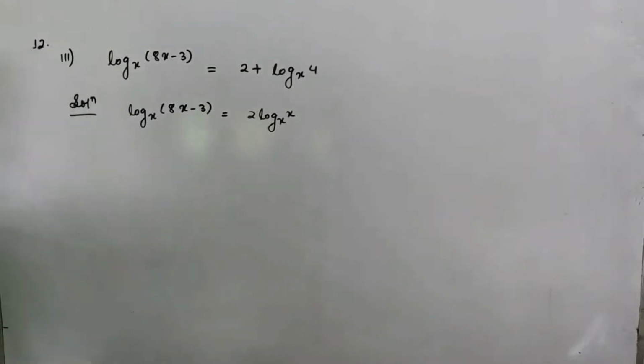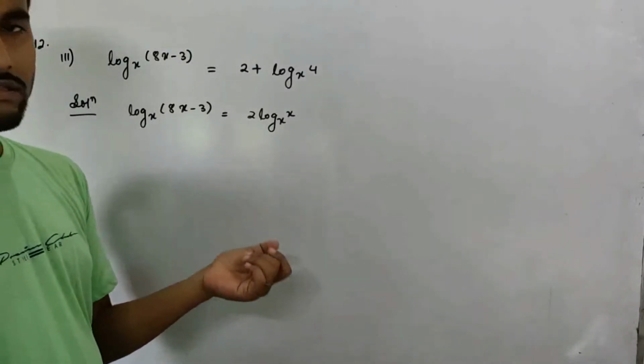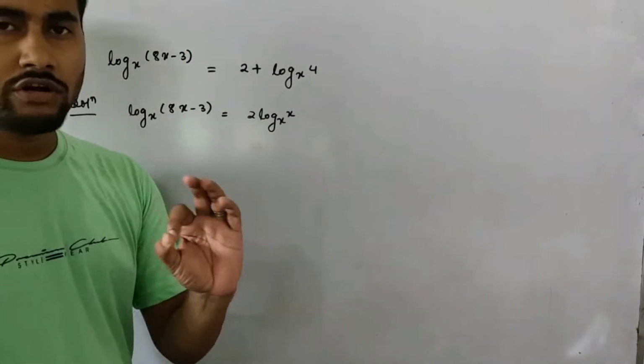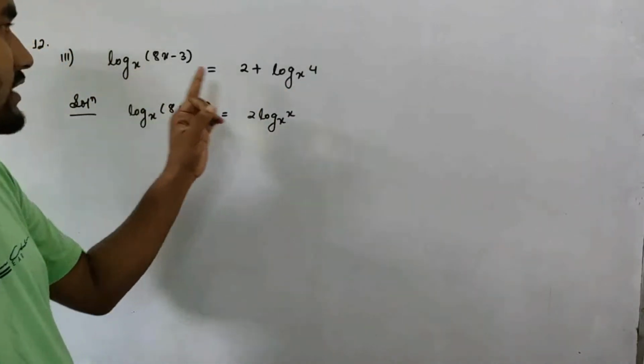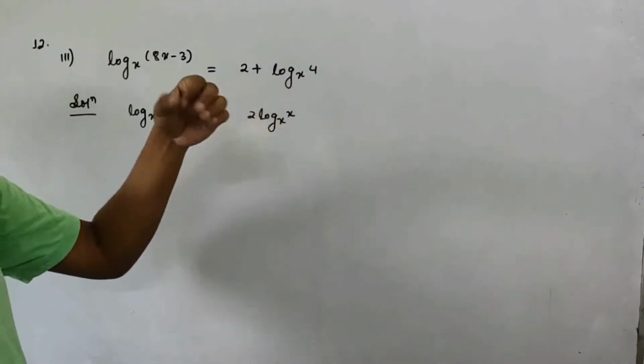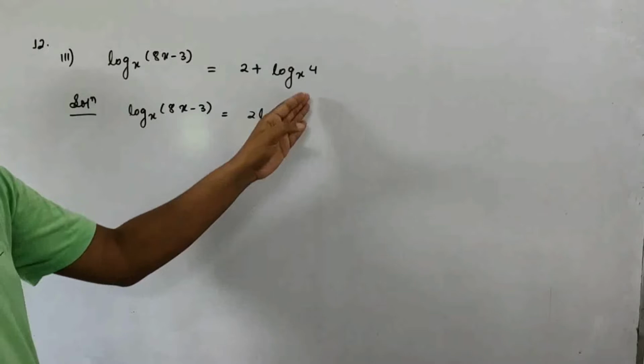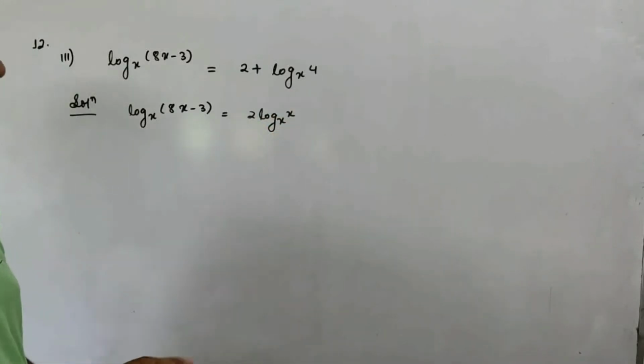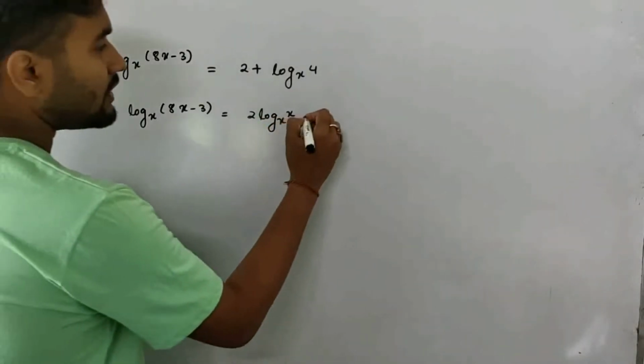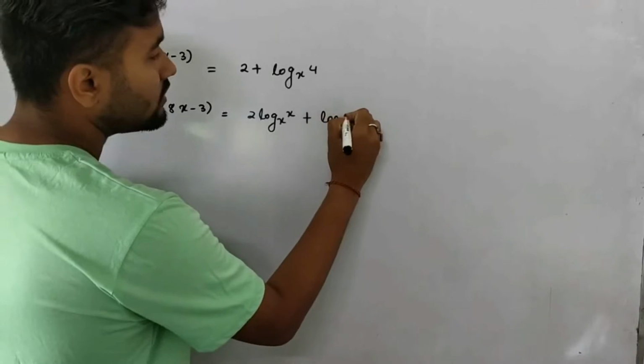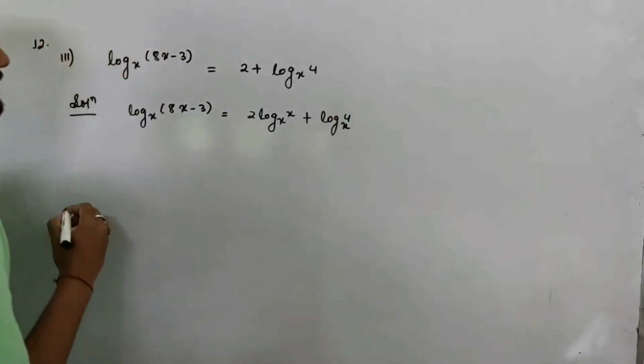X base x. What is log x base x? This is 1. The base should be x, not any other thing. Okay. Why? Because the base over here is x. If the base would have been y or say anything else, then same thing. If it was y, then log y base y we have written. Okay. Then plus log of what? 4 to the base x.